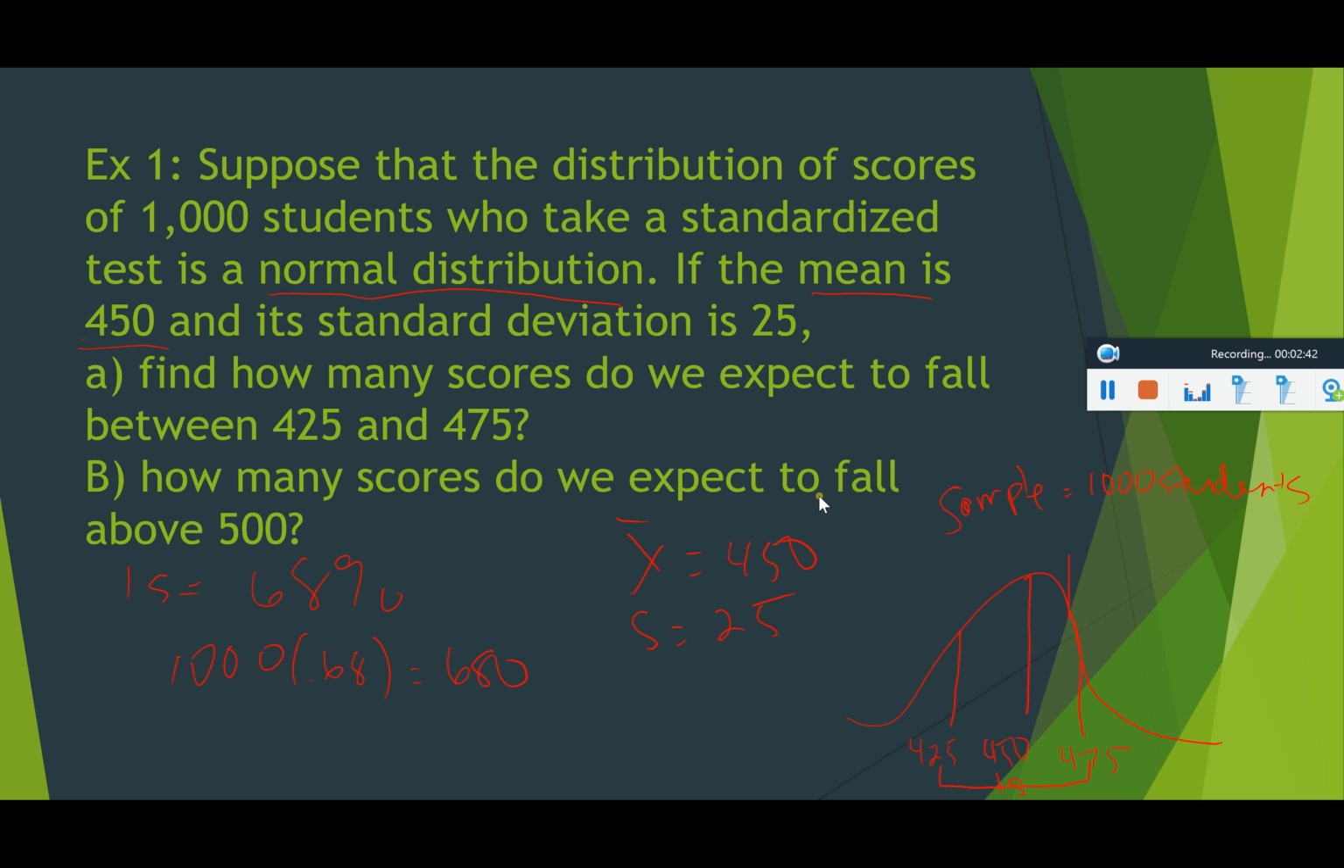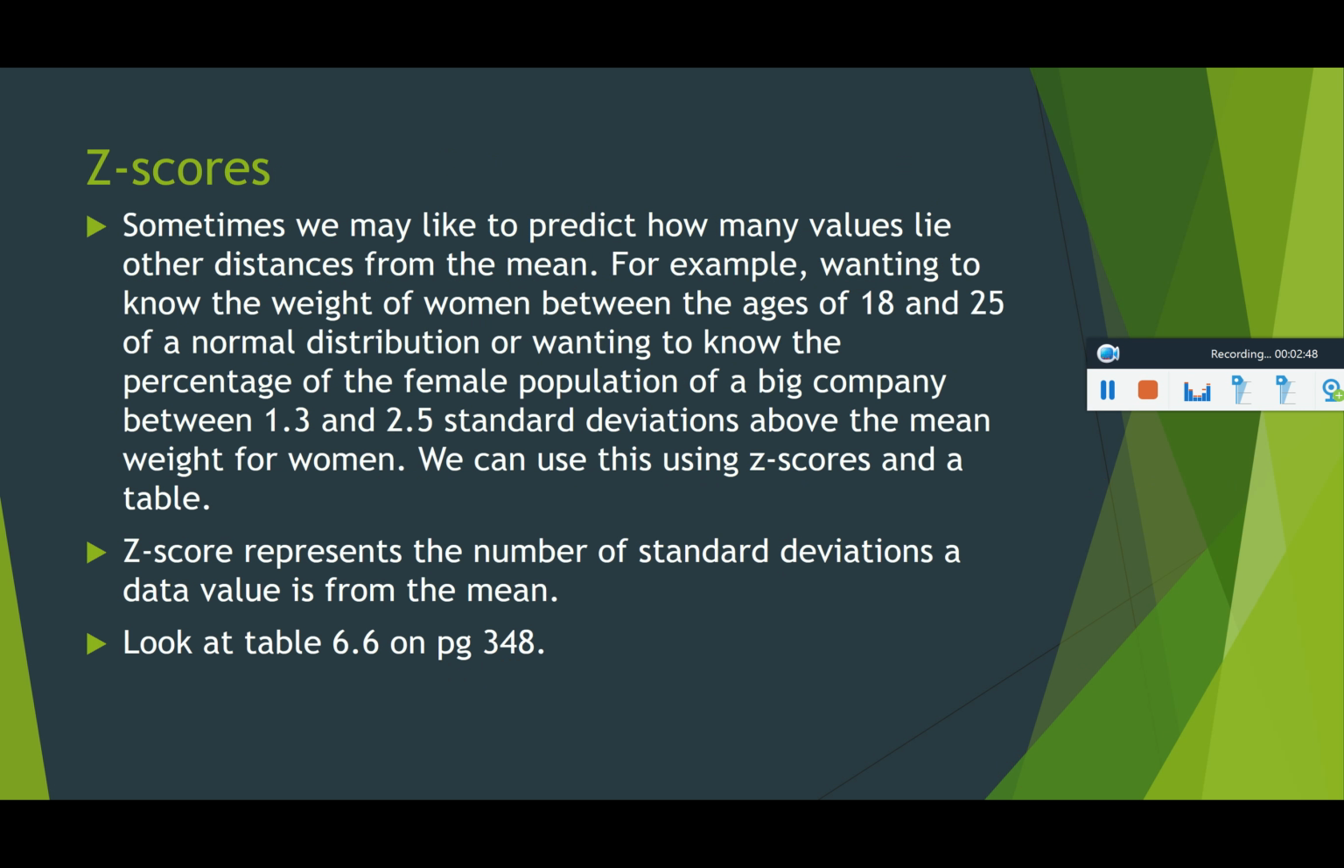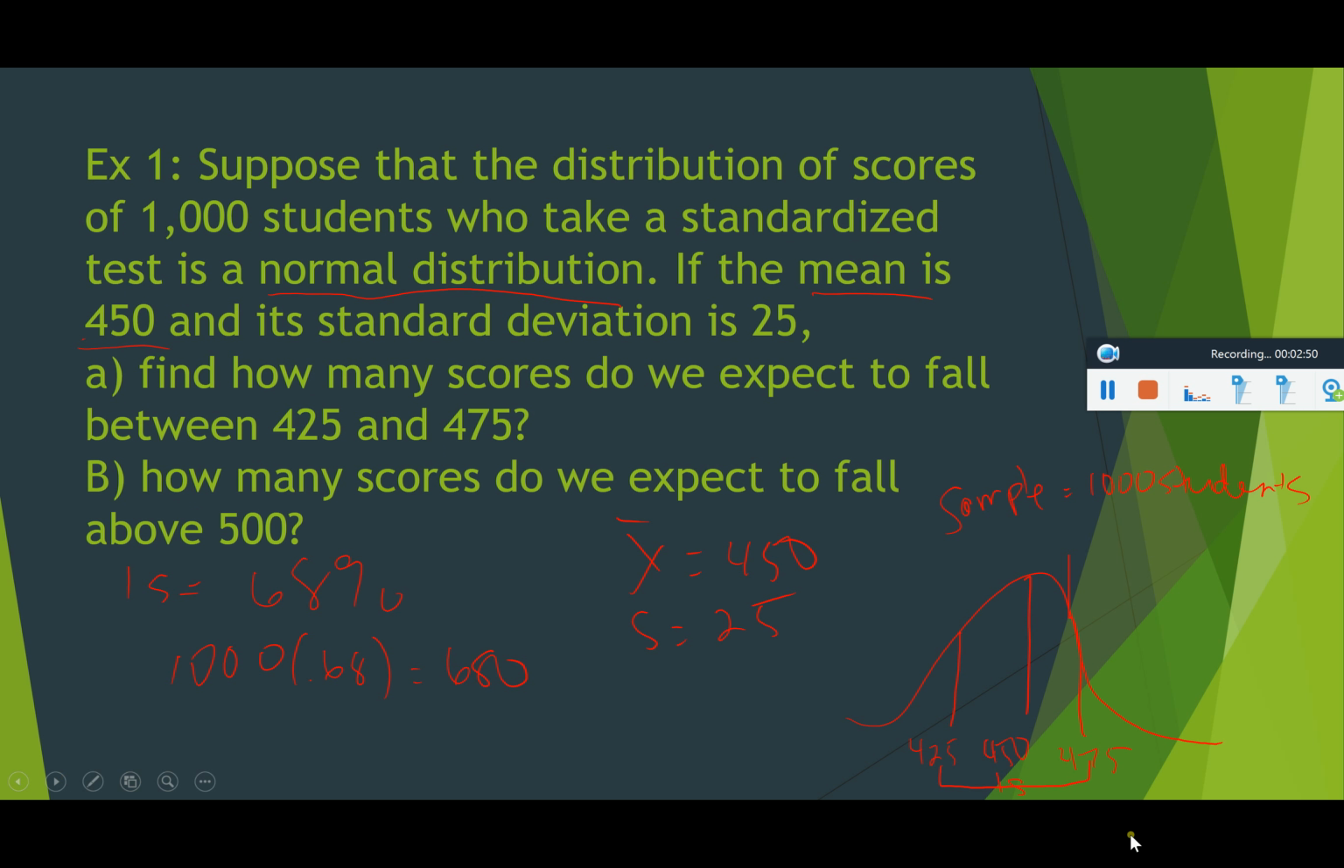How many scores do we expect to fall above 500? So if I want another standard deviation, we're going to go 25 more this way. So 25 more would be what? 500, right? And 25 more this way would be 400. So that's two standard deviations. And then if we went 25 more, this would be 525, and then 375, and that would be 3 standard deviations.